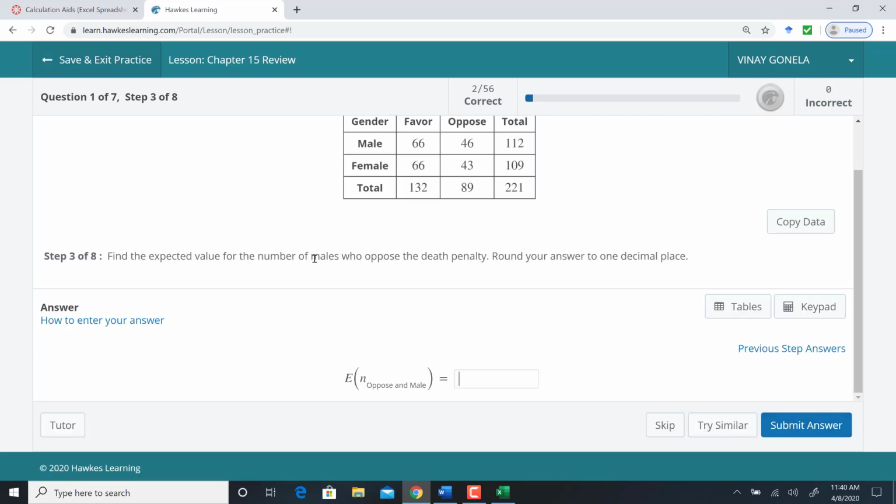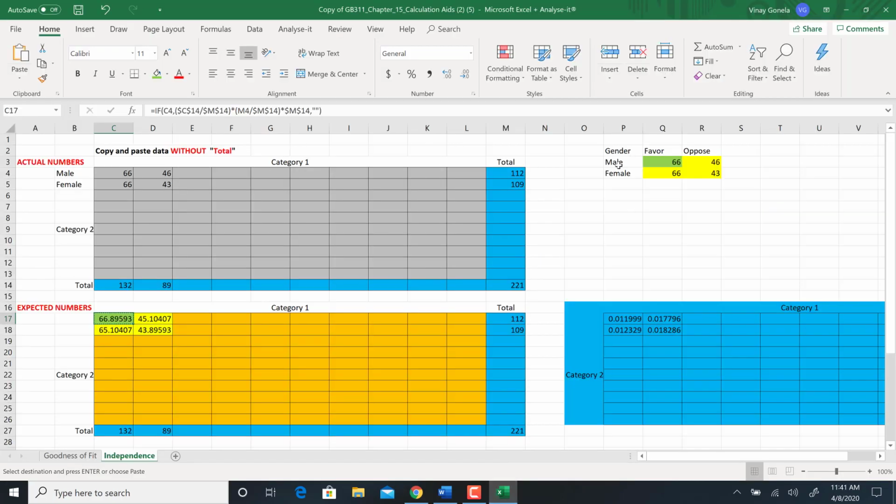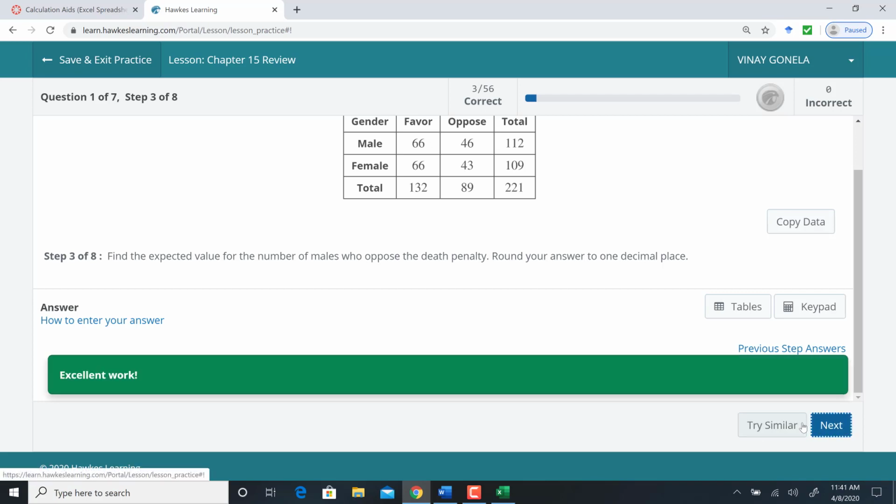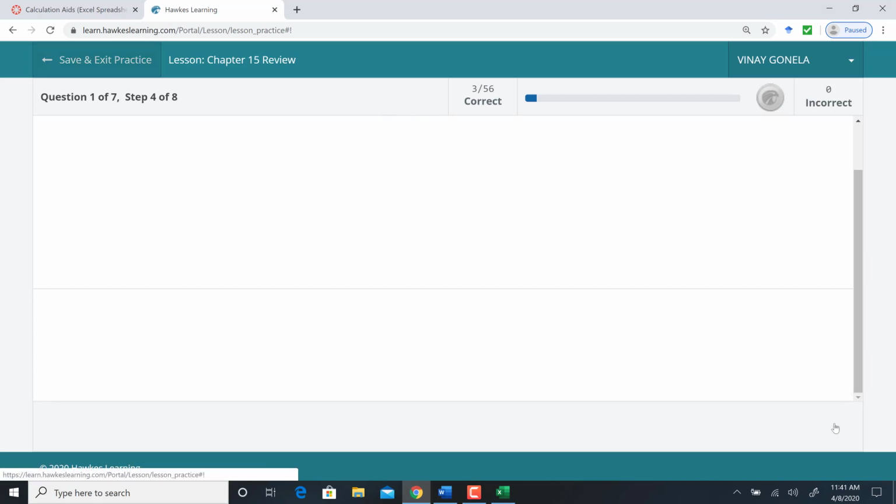How about the expected value for the number of males who oppose the death penalty? Male and oppose is this one. So that means our expected value would be this one. So I will copy that and paste it here. Once I submit that, yeah.